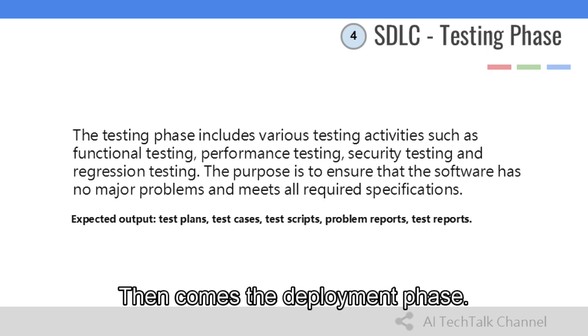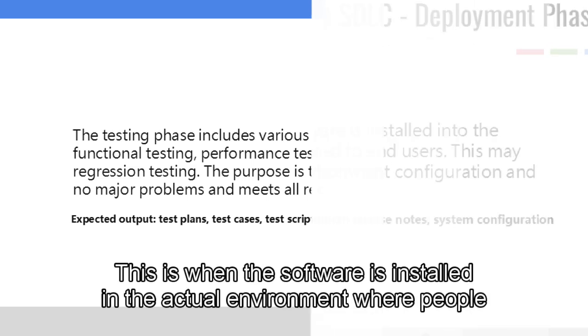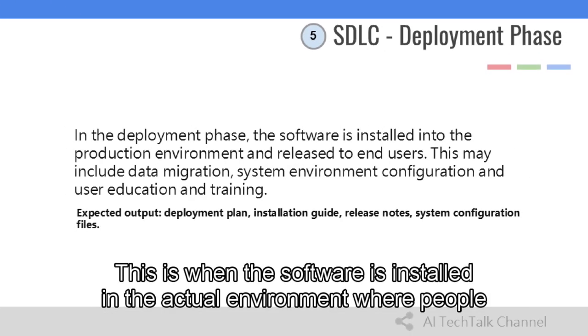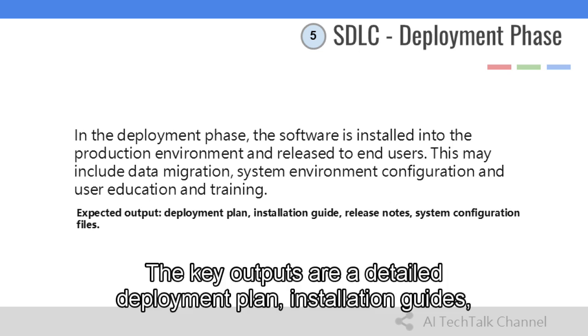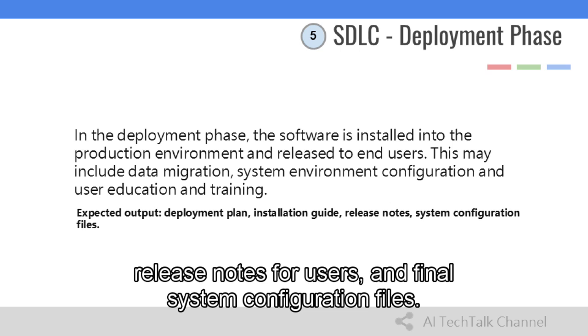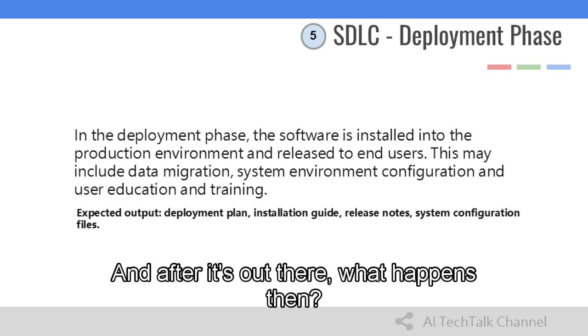Yeah. Then comes the deployment phase. This is where it goes live, right? Exactly. This is when the software is installed in the actual environment where people will be using it. There's moving data, configuring the system, even training users on how to use it. The key outputs are a detailed deployment plan, installation guides, release notes for users, and final system configuration files. That sounds pretty complex. And after it's out there, what happens then?